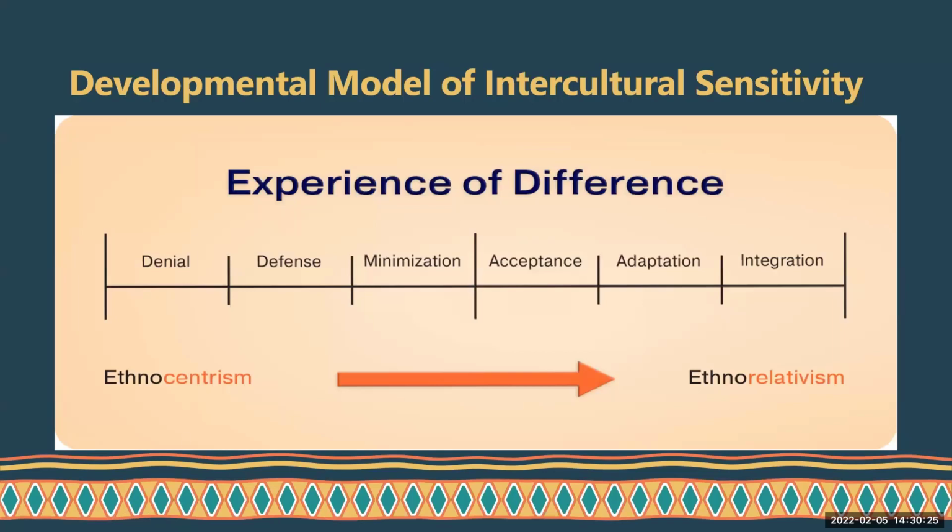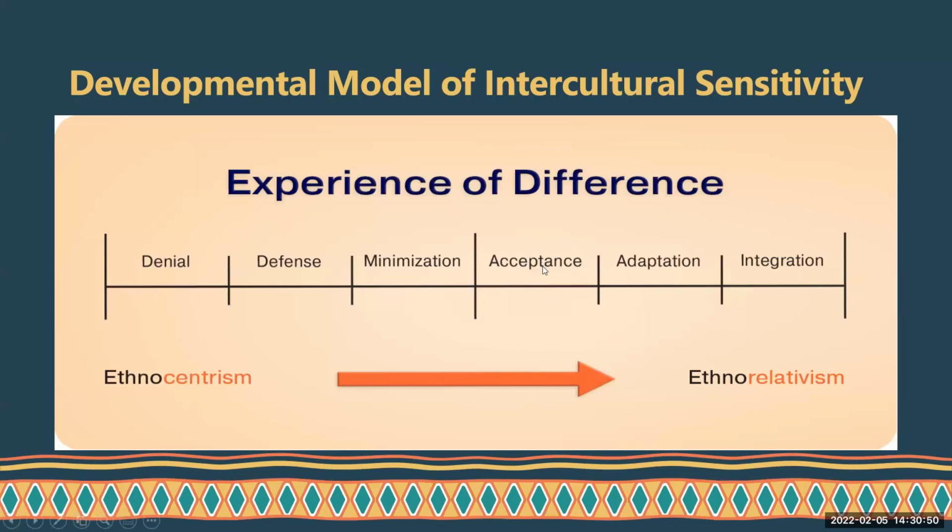Minimization is also an ethnocentric stage, and is this idea that I have to focus on similarities, which sometimes can be good, but oftentimes, as we discussed in chapter 2, erases essential differences. Minimization says that I just focus on what's similar because the differences make me uncomfortable.